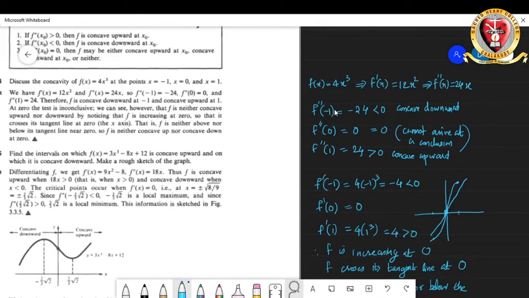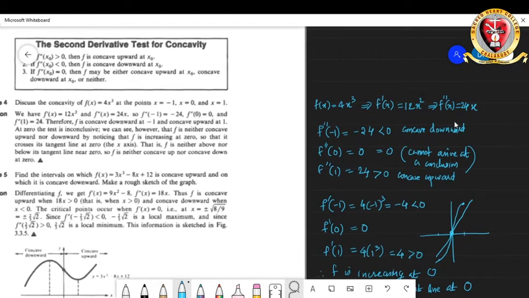So if f double dash of minus 1 is calculated, you get that to be equal to minus 24, which is strictly less than 0. By the test mentioned before, that means f is concave downward at x naught equal to minus 1. And f double dash of 0 is equal to 0. That means we cannot arrive at a conclusion by the test for the third point. Now f double dash of 1 is equal to 24, which is strictly greater than 0. That means f is concave upward at x equal to 1.